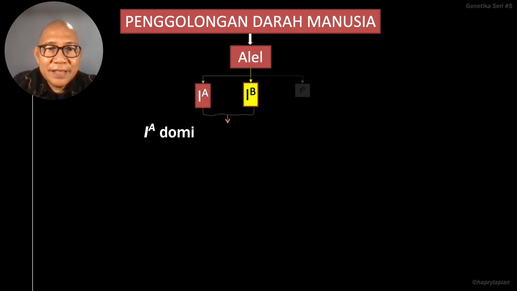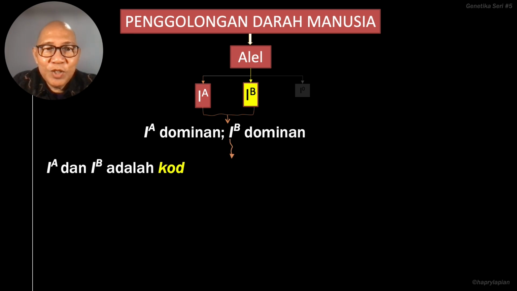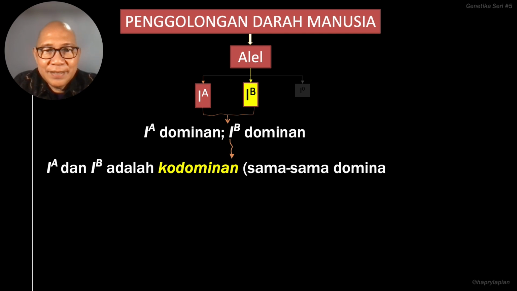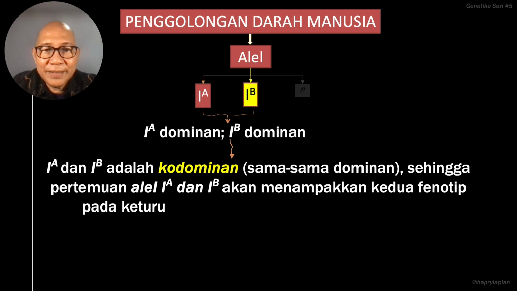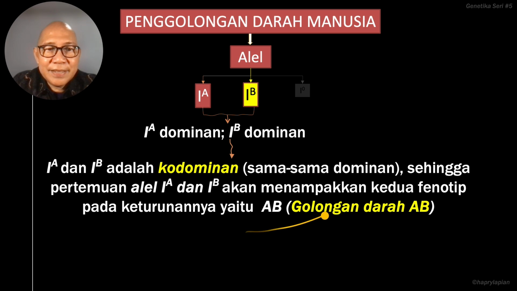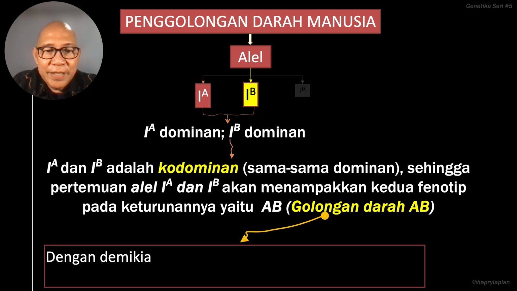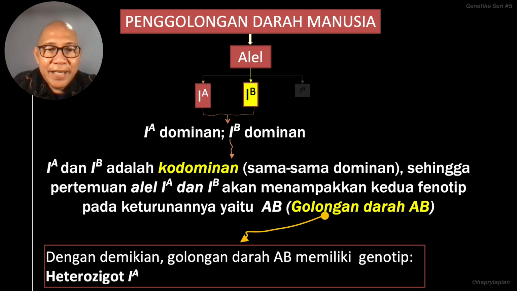What if both alleles are equally dominant, as shown by IA and IB? In this case, the IA and IB alleles are codominant, meaning that when an individual inherits both alleles, both A and B are expressed simultaneously, resulting in blood type AB. Thus, blood group AB has only one genotype, namely IAIB.